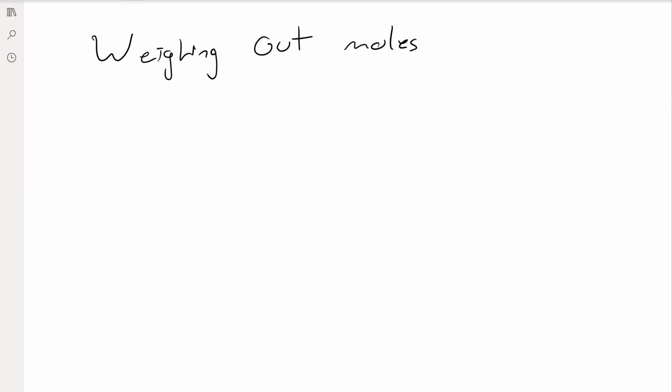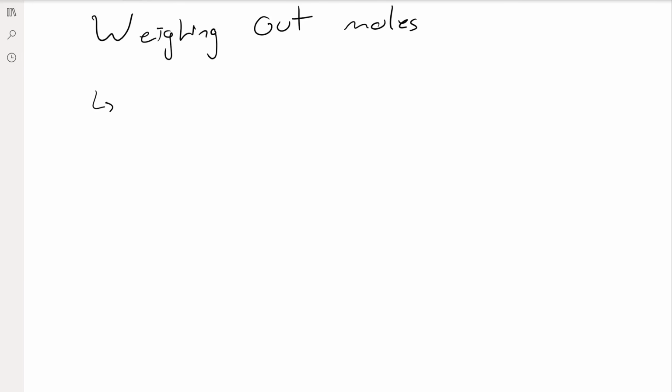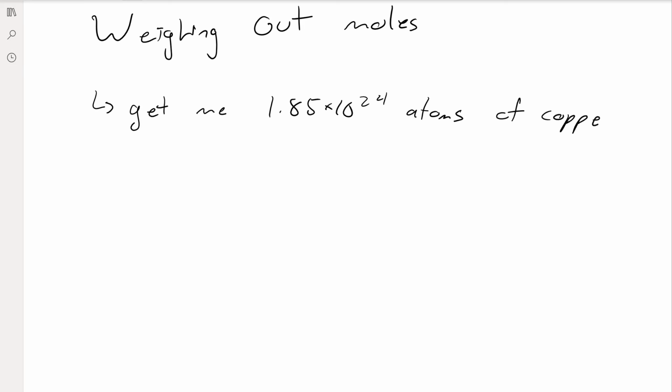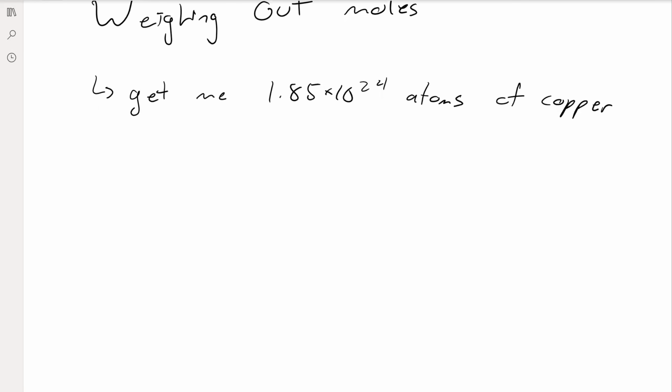All right, so we said that in chemistry, the way that we're going to count things is by weighing them. And instead of talking about individual molecules, we talk about moles. So for example, no one's ever going to say, hey, get me 1.85 times 10 to the 24 atoms of copper, right? We rarely ever talk about individual atoms. What they're going to say instead is the number of moles. And being able to convert from moles to atoms or molecules should be very simple. Just use your conversion factor.